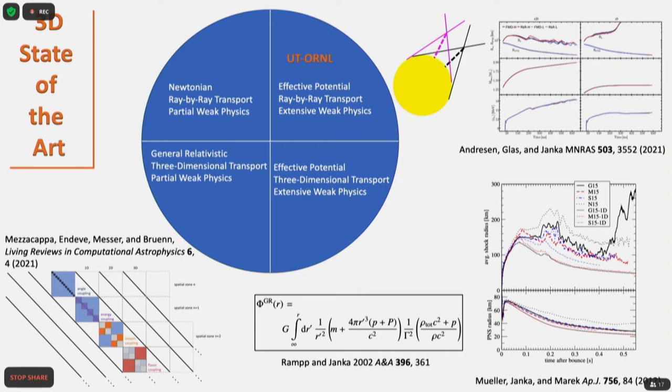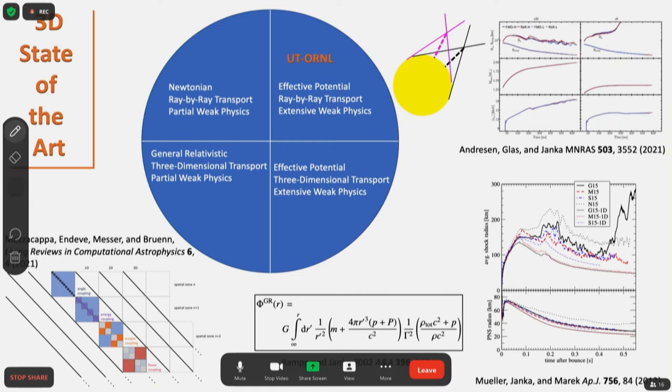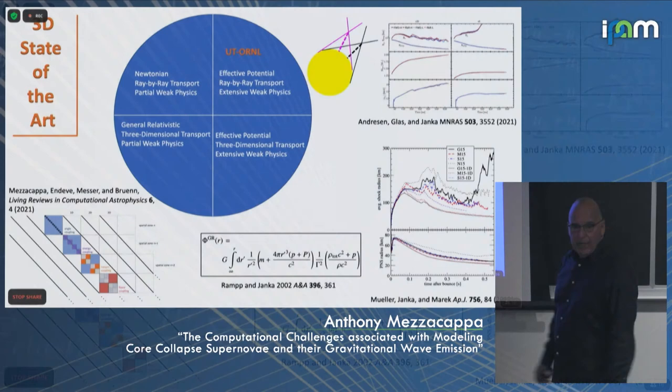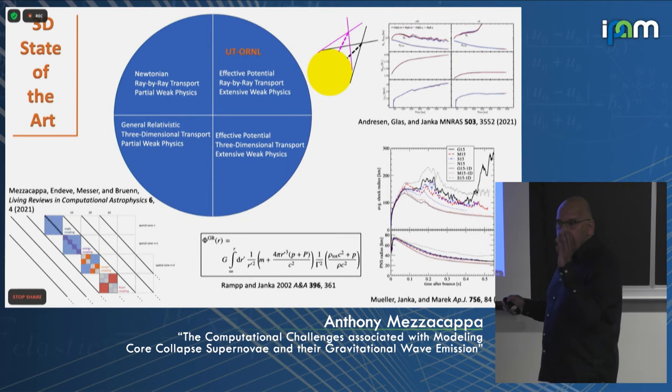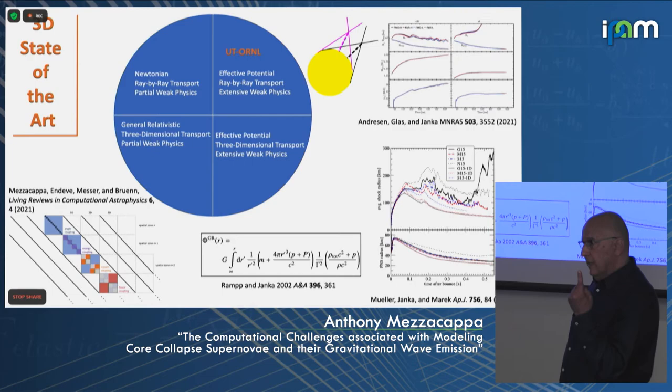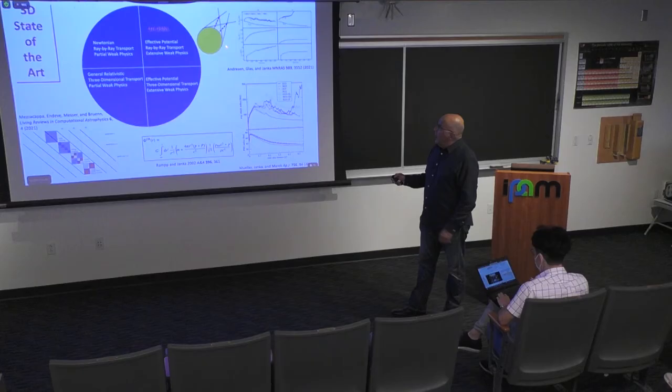Then, from the neutrino transport sector, there's a thing called ray-by-ray transport. The name is misleading because it would suggest that you allow neutrinos to propagate only in the radial direction, out or in. But in reality, ray-by-ray transport means that instead of solving one three-dimensional transport problem, you solve n sub theta times n sub phi problems, where n sub theta is the number of theta zones in your grid, and n sub phi is the number of phi zones. For every two-tuple within that set, you solve a spherically symmetric problem.